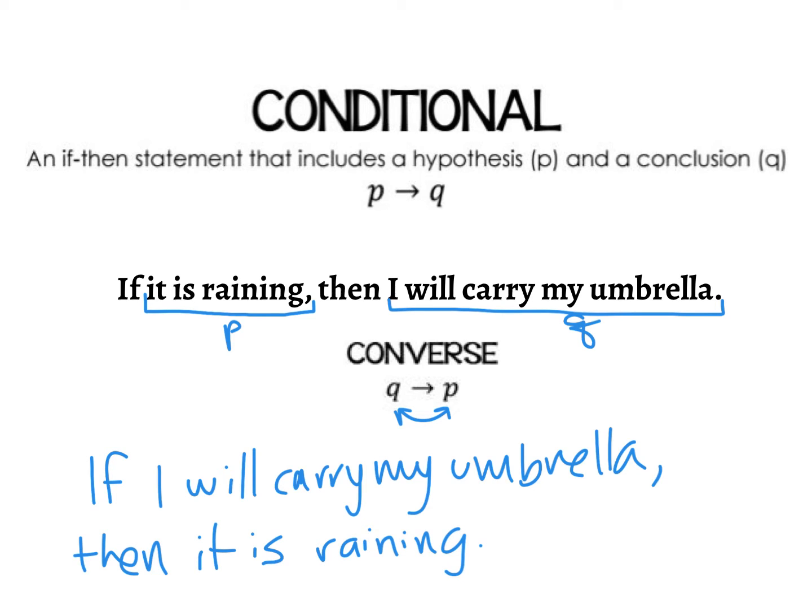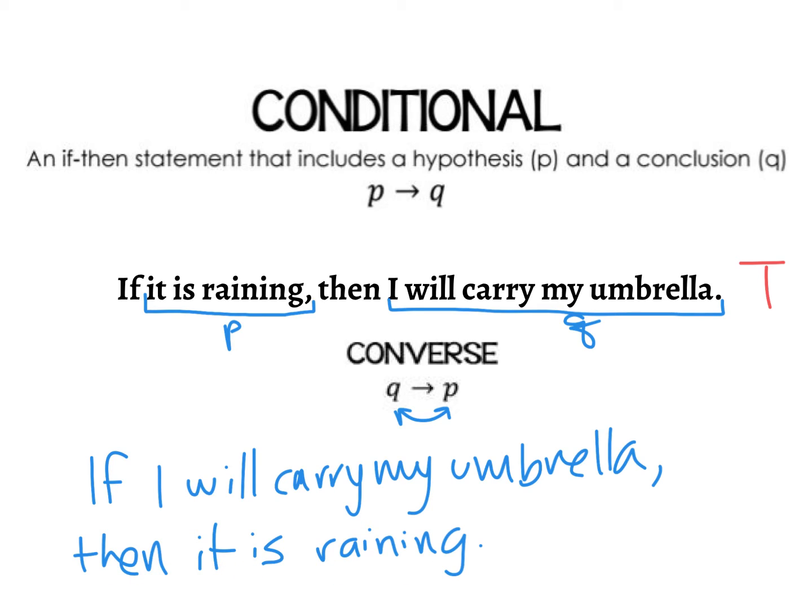Now, I'm going to start by analyzing the original statement. If it is raining, then I will carry my umbrella. I'm going to say that that's true. I'm going to be a responsible human, and I'm going to say when it rains, I'm going to carry an umbrella. That isn't always the case, right? But let's say that this original statement is true. Is the converse true? If I will carry my umbrella, then it is raining.